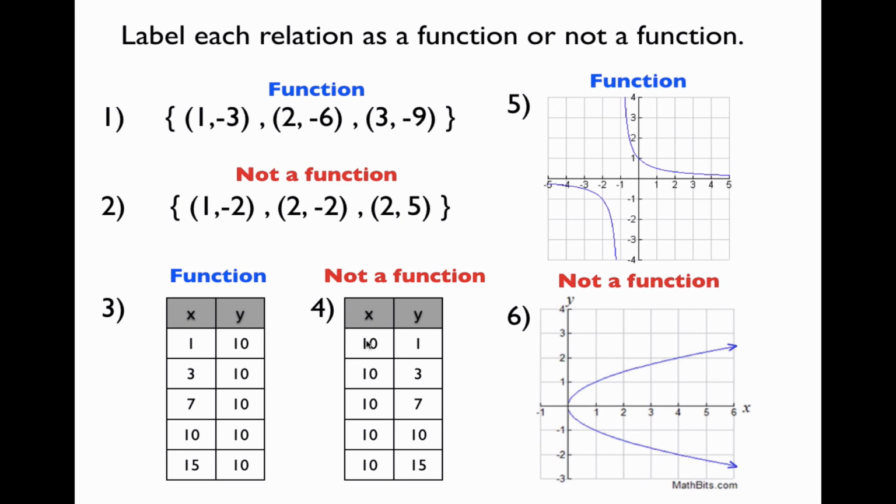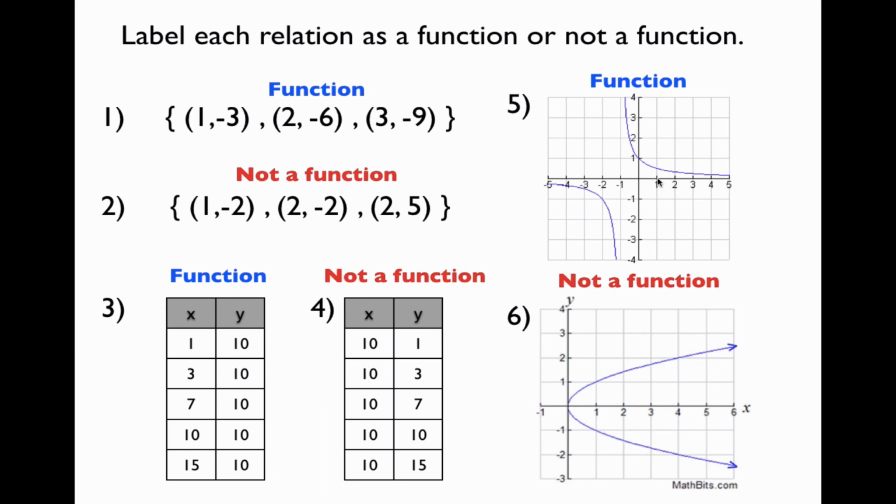Well, 10 is mapped to 1, 3, 7, 10, 15. We can't predict the output here, so it is not a function. All right, so for number 5, we're looking at a graph. To analyze graphs, if you recall from class, there's a nice little test called the vertical line test.